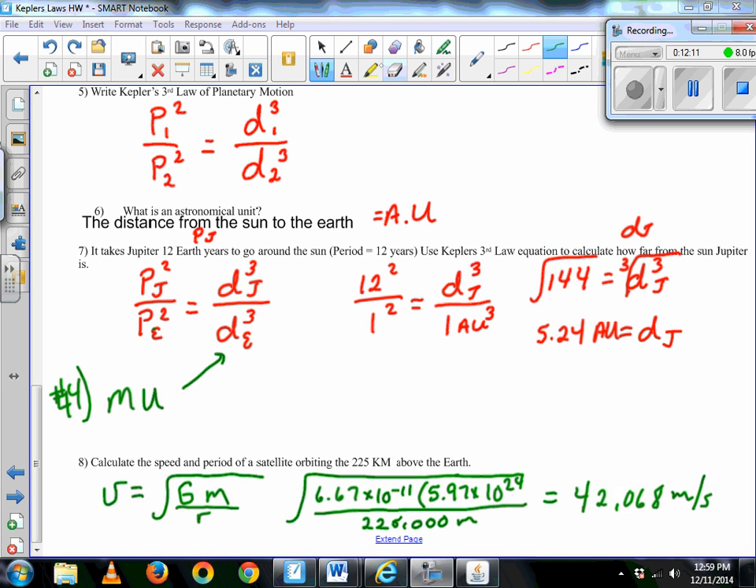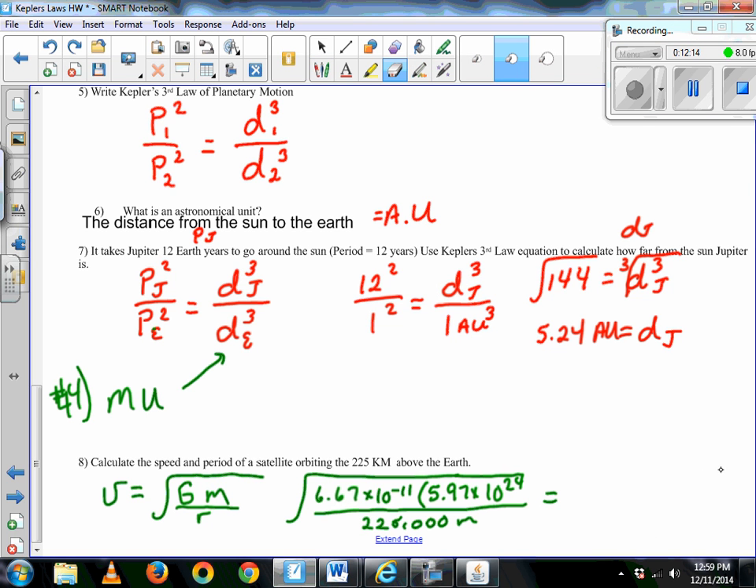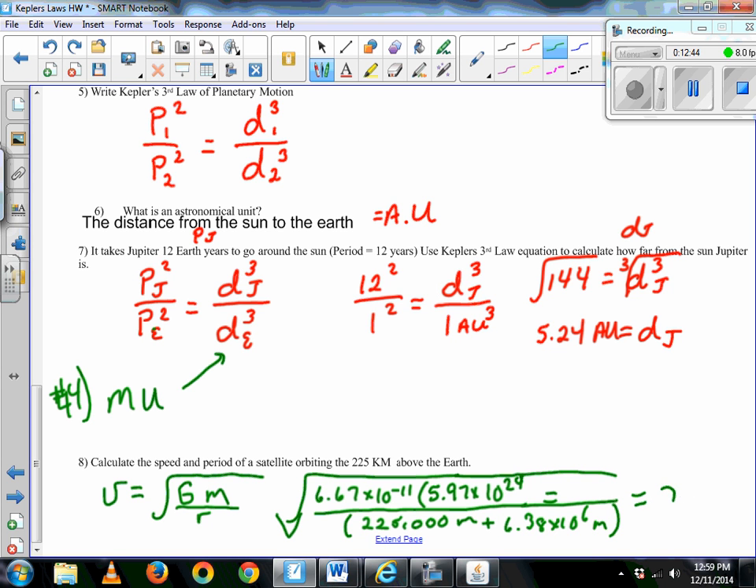Actually, I know what I did wrong here. Let me erase the answer. What I did wrong is it says that it's 225 kilometers above the Earth. I forgot to add the radius of the Earth, because when you do the radius here, you have to remember it's from the center of the Earth. So we have to add the 6.38 times 10 to the 6th meters to that 225,000 meters. So when you take the square root of this whole thing, now you end up with 7,765, let's say, meters per second.